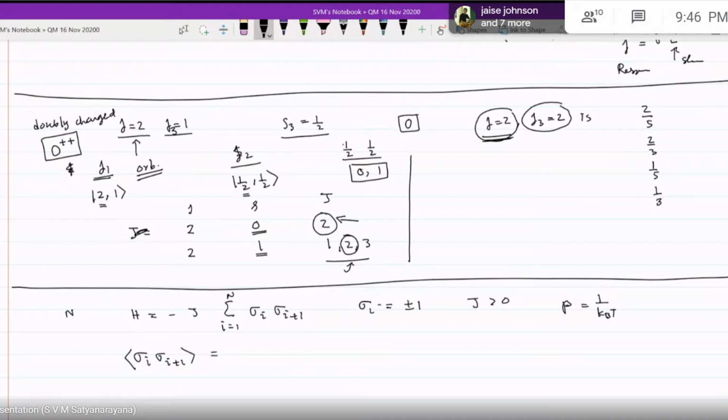Option A is e to the power minus beta J divided by e to the power beta J plus e to the power minus beta J. Option B is e to the power minus 2 beta J. Option C is tan hyperbolic beta J. Fourth option is cot hyperbolic beta J.